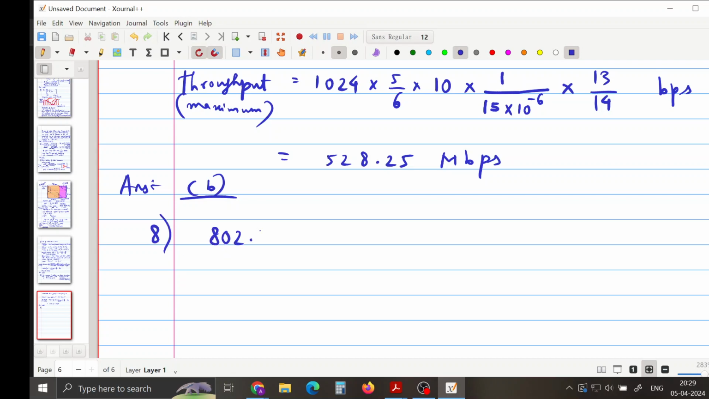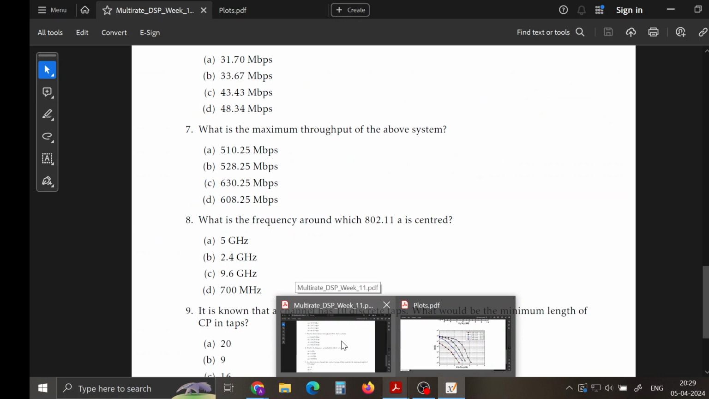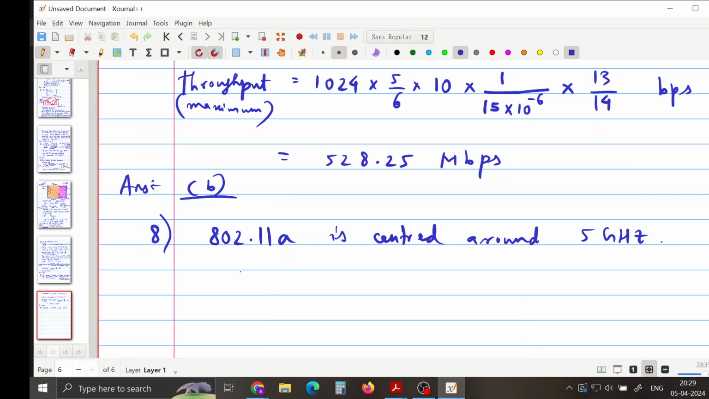So 802.11a is centered around 5 gigahertz. So 5 gigahertz is your answer, and it is option A. And there could be other standards also, like I mentioned, 802.11g for instance, that is centered around 2.4 gigahertz, and there could be others also. So our answer is option A.